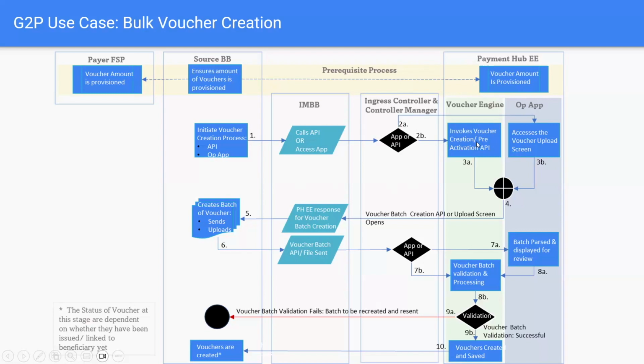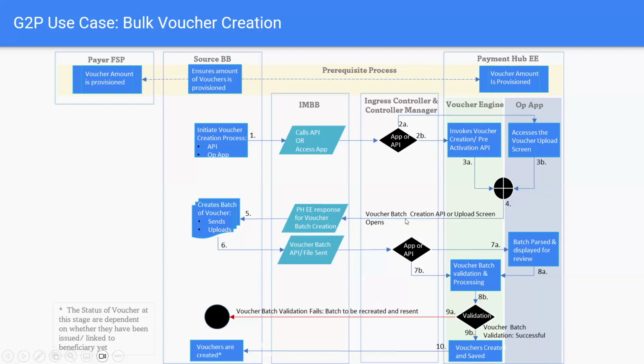So let's talk about both quickly. If we were uploading a file or initiating it through the app, we will be accessing the voucher upload screen. That is how it would have started. Or if we would have been through the API, then the voucher engine would invoke that voucher creation API. It would start either way. It will give the initial user a screen or an interface through which they would be able to start that whole process of voucher creation.